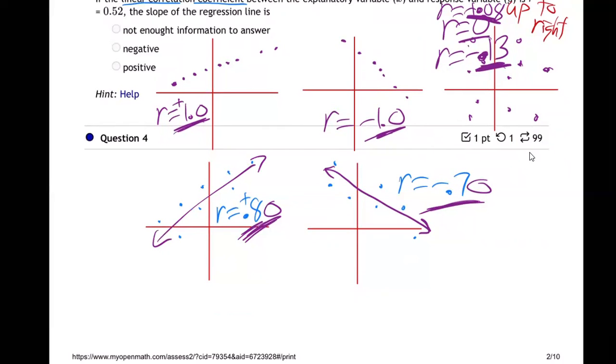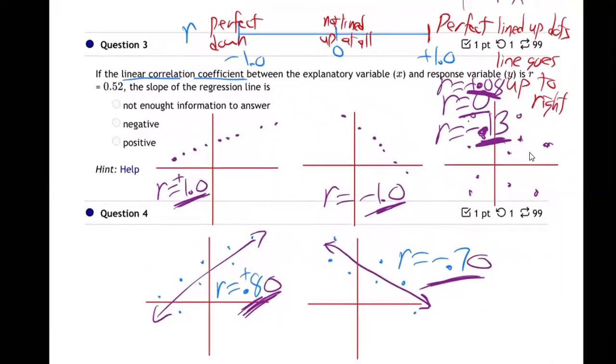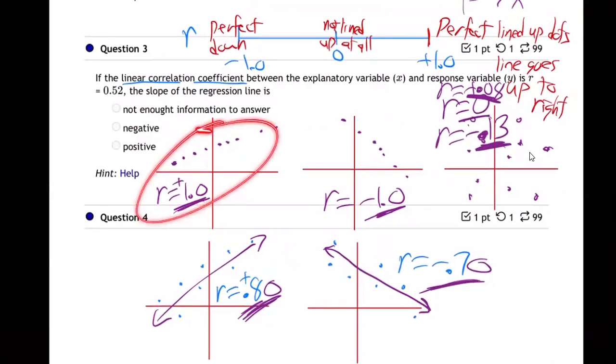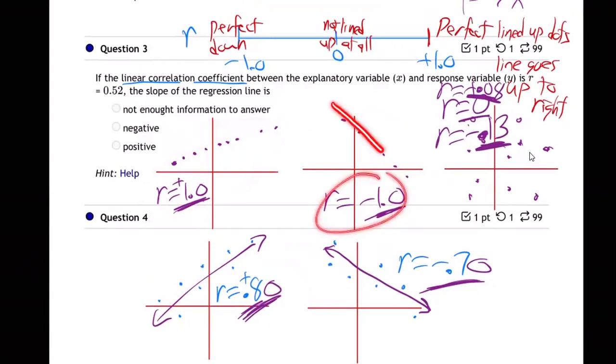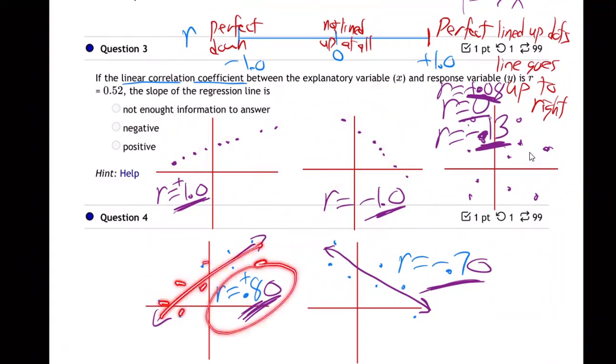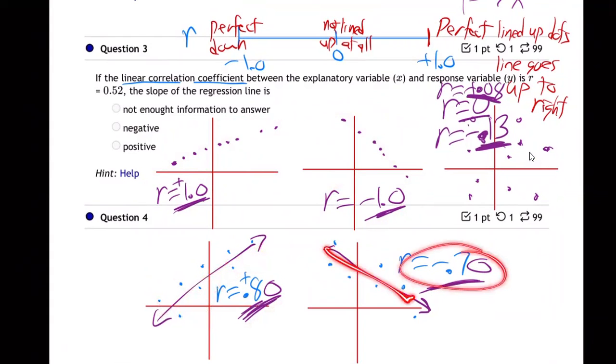You getting the idea? So on the extremes, positive 1 is a perfect line going up. Negative 1, the dots are perfectly lined up going down to the right. And then if the dots are a little looser, but going up, positive 0.8, a little looser down, maybe negative 0.7, these are basically 0.